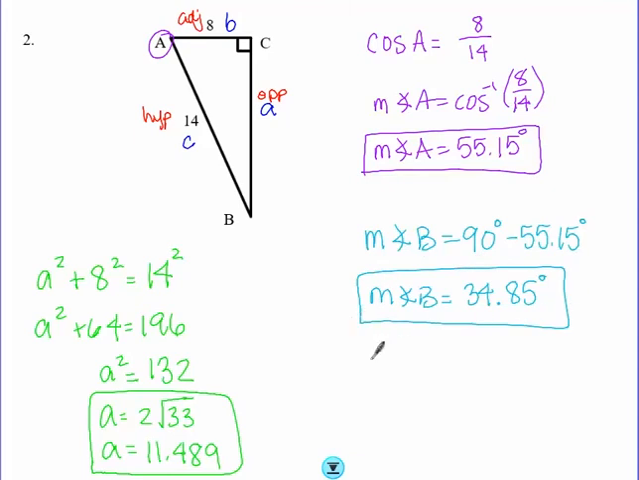Those are the two different scenarios you could have for solving a triangle or solving a right triangle. You could either be given an angle and a side, or you could be given two sides.